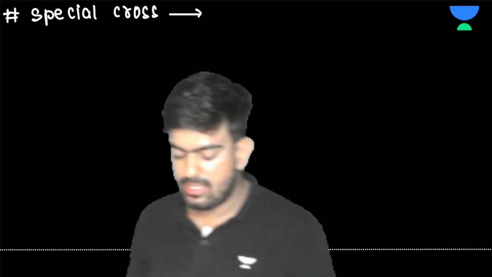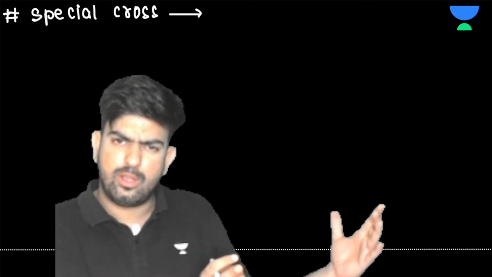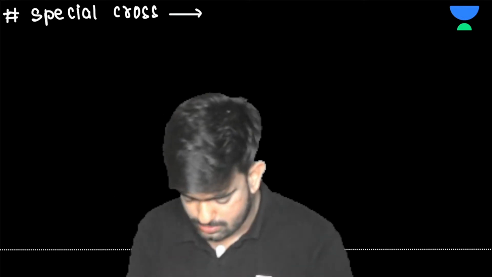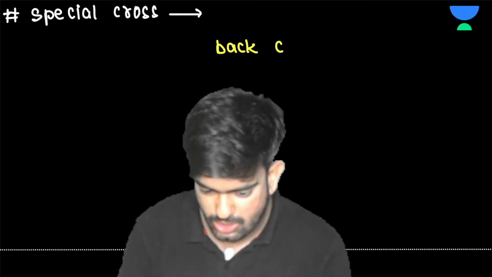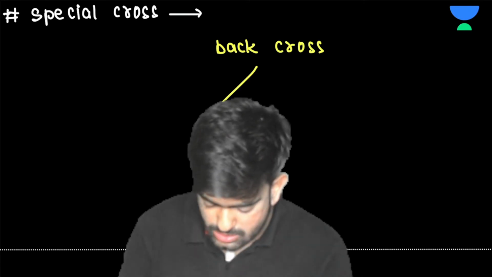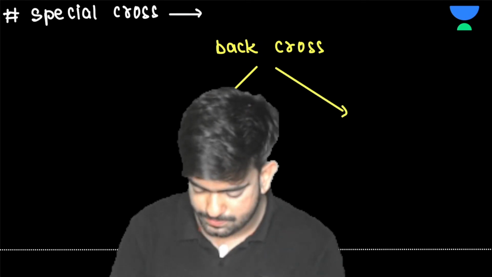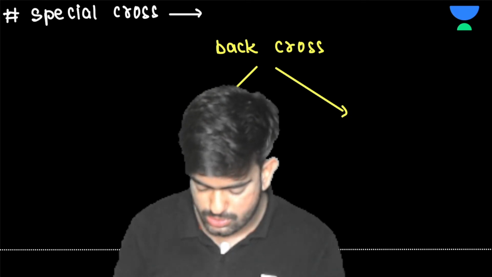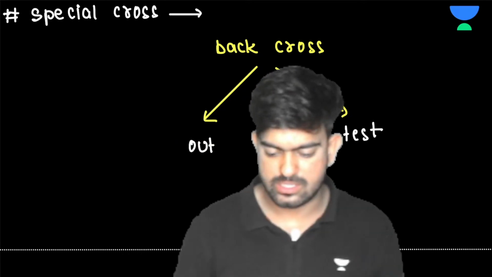What is a special cross? Number one, we are going to talk about the back cross, and in that we are going to talk about the reciprocal cross and test cross. So what is back cross? First of all, let us discuss that. Back cross is of two types. Sorry, we have out cross and we have test cross.